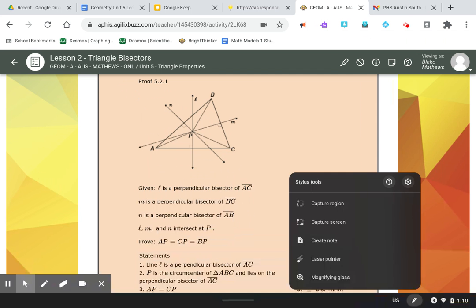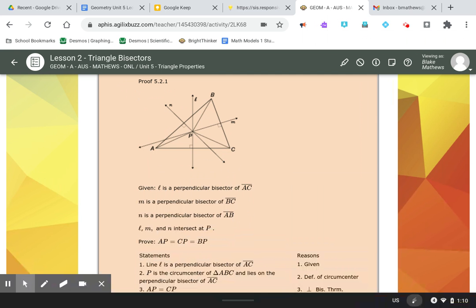Line L is a perpendicular bisector of AC. That means this line right here is a perpendicular bisector. Line M is a perpendicular bisector of BC, and line N is a perpendicular bisector of AB. Lines L, M, and N intersect at point P. So that right there is what we call the circumcenter, right there, point P. So let's see what we can do here.